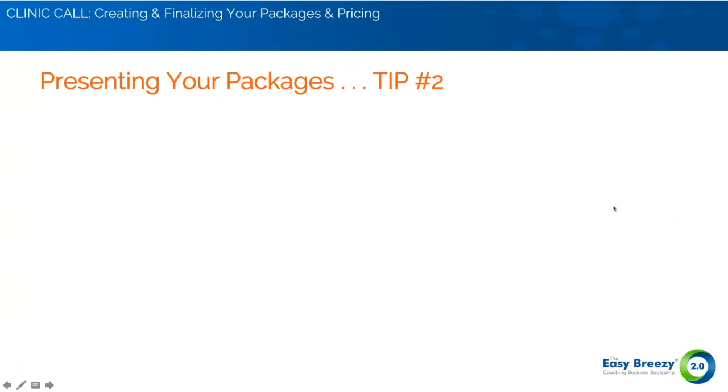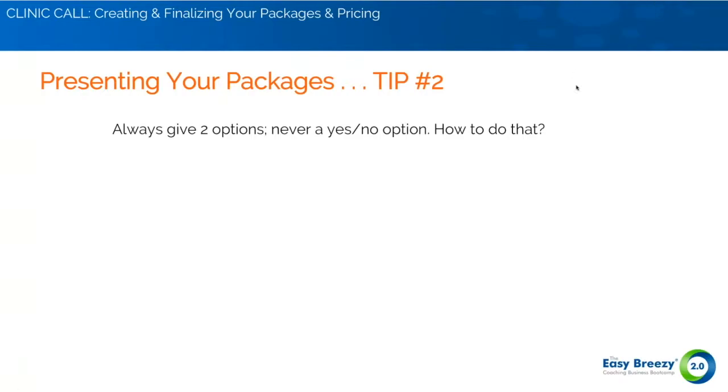When it comes to your packages and pricing, hang on a second, let me switch screens here. There we go. Tip number 2 is we always want to give 2 options. When you're having an enrollment conversation, you don't want to give a yes or no answer. I mean a yes or no question, right? And so the reason for that is human nature by default is to say no, and then they figure out how to say yes. So the knee-jerk is always no.